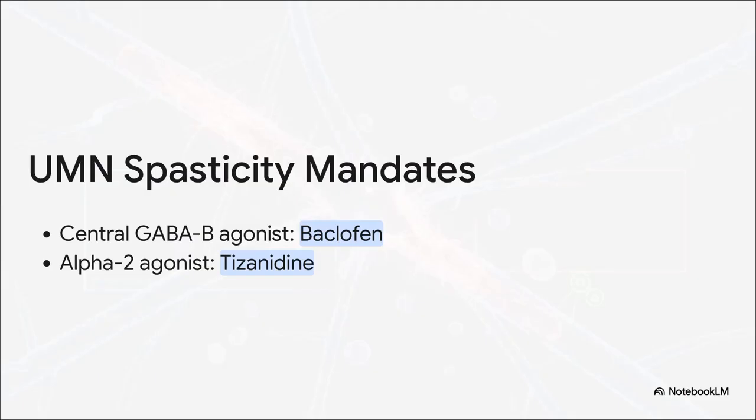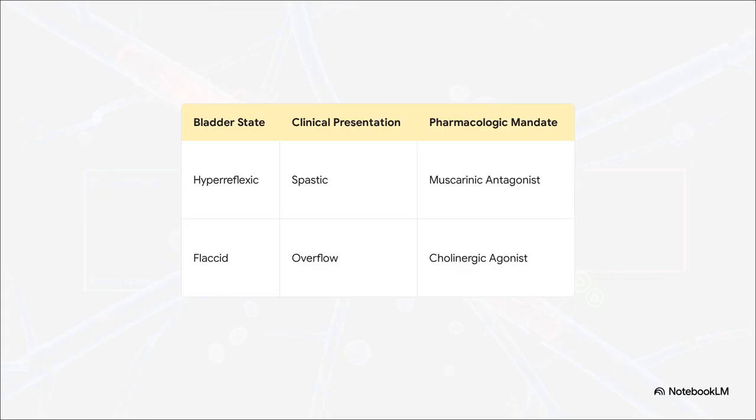The demyelination of the corticospinal tracts creates profound upper motor neuron lesions. We're talking severe, painful spasticity, hyperreflexia, and weakness. To relieve this specific muscular destruction, the strict pharmacologic mandate is essentially a GABA-B agonist, like baclofen, or an alpha-2 adrenergic agonist, like tizanidine. Now, looking at the autonomic dropout, specifically the neurogenic bladder, you have to rapidly identify the bladder state.